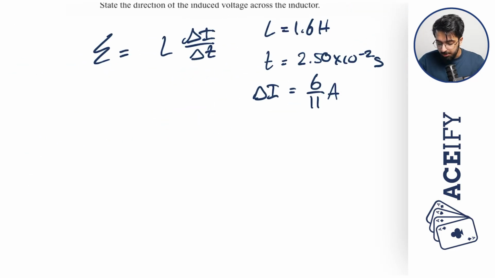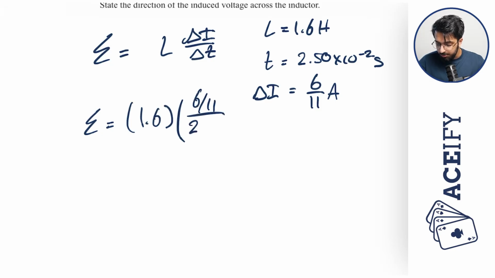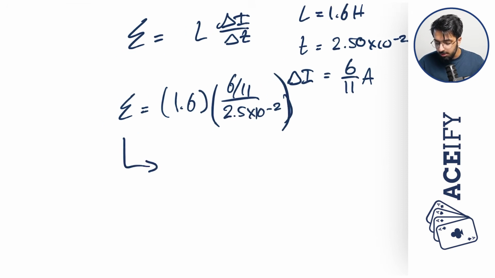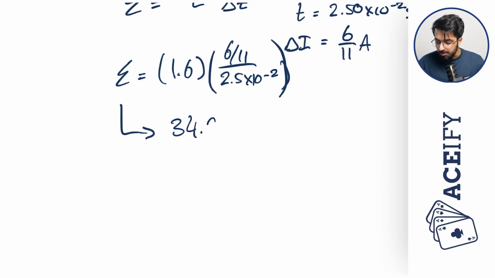And so now we can just simply plug in our numbers. We get 1.6 multiplied by 6/11 divided by 2.5 times 10 to the negative 2, okay? And so this gives an EMF of 34.9 volts.